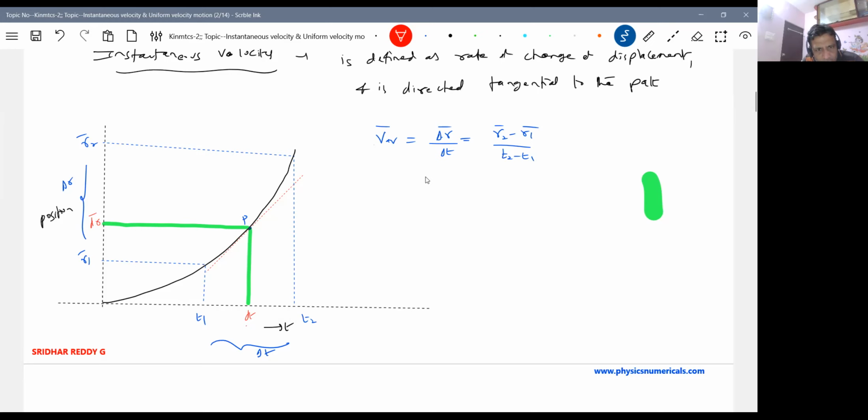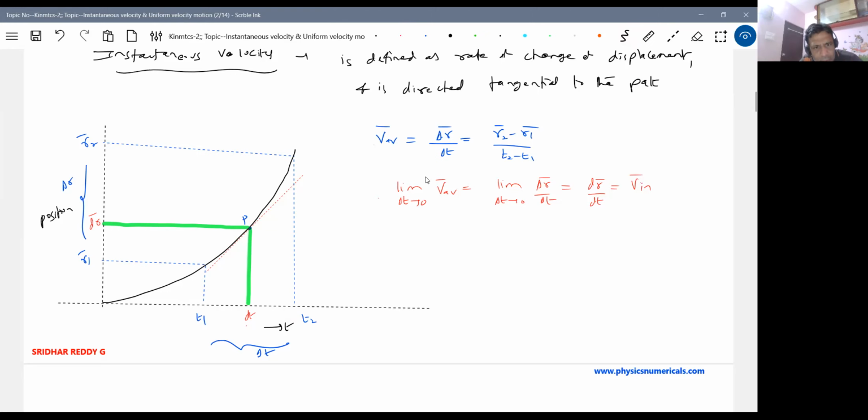Then here we have taken the slope. How do you define the slope? dr bar by dt, tan theta, delta y by delta x. So similarly, dr by dt. So when the limit delta t tends to 0, v average bar becomes the limit delta t tends to 0 of delta r bar by delta t. This will become now the instantaneous velocity, or we'll write it as dr bar by dt, nothing but instantaneous velocity.